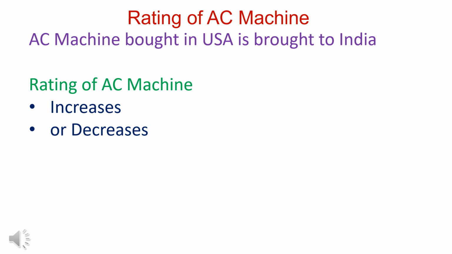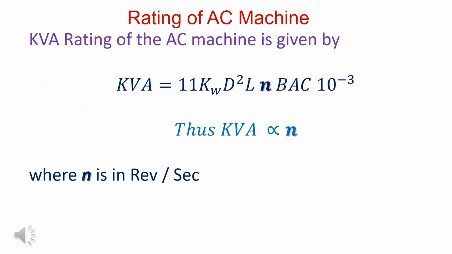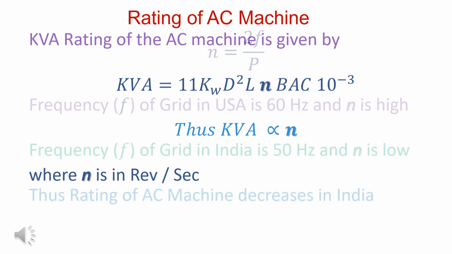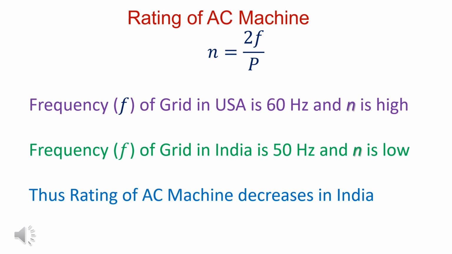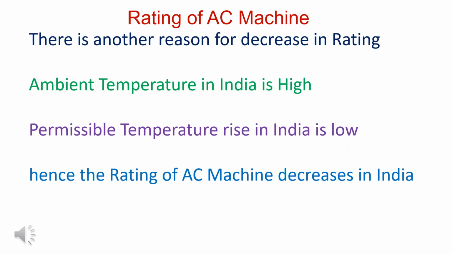Rating of AC machine bought in USA increases or decreases in India? KVA rating of the machine is proportional to N, where N is in RPS. RPS is proportional to frequency. Frequency in USA is 60 Hz, whereas in India it is 50 Hz. Thus, rating of machine in India decreases. Moreover, ambient temperature in India is high. Permissible temperature rise in India is low, thus reducing the rating of the machine.